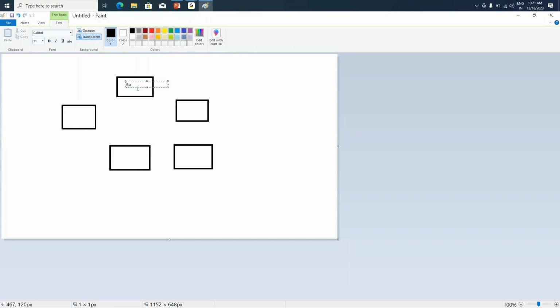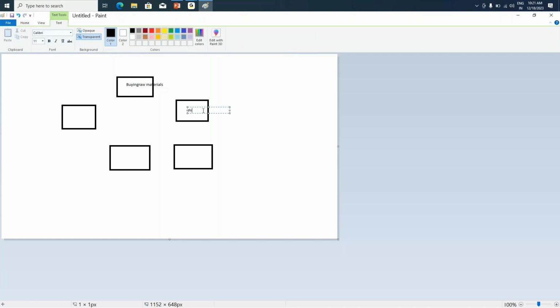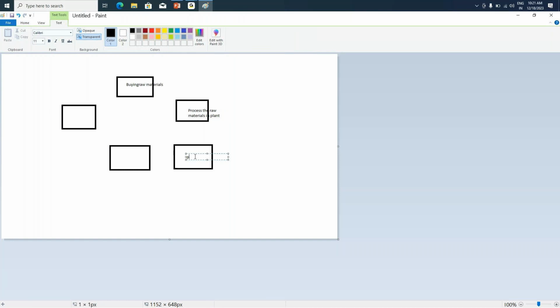So buying raw materials. Next, once we have bought our raw materials, then we'll need to process the raw materials in a plant or warehouse anywhere. Then after you have done it, you'll get the packaging, or if you include the packaging into this, we'll have inventory. Once you store your inventory, you will have the sales. You need to sell your product.